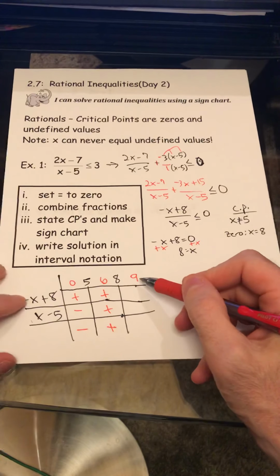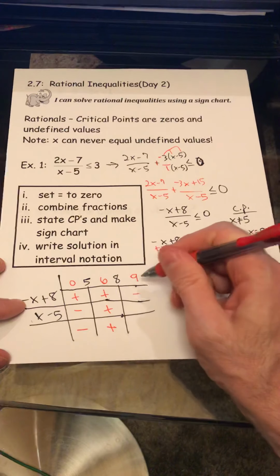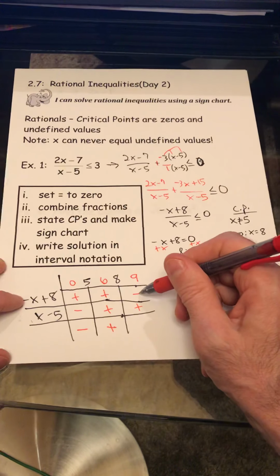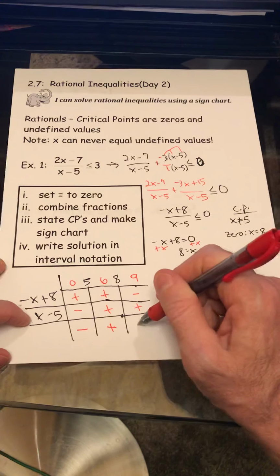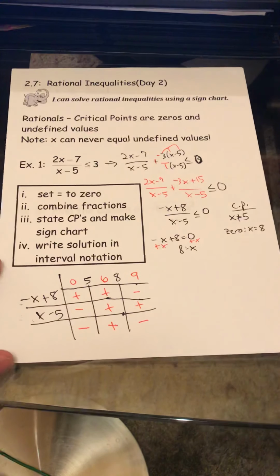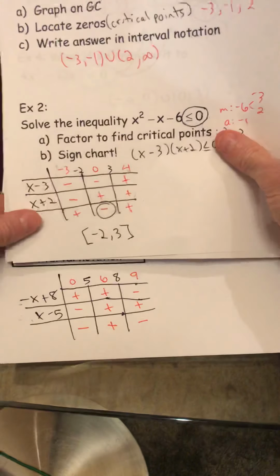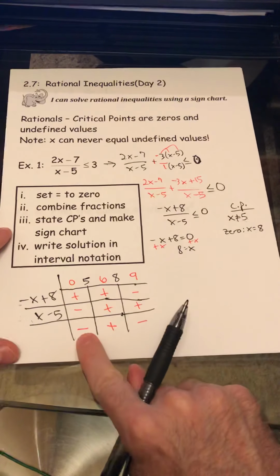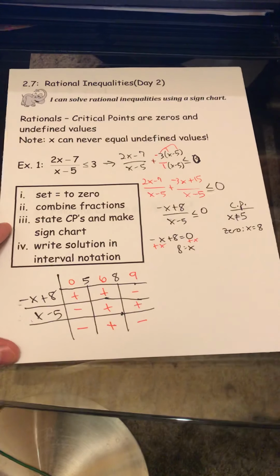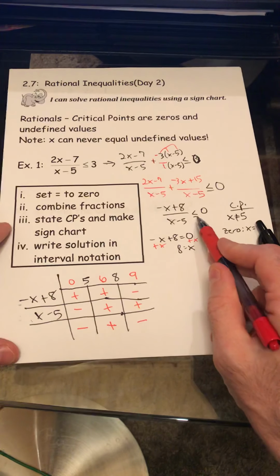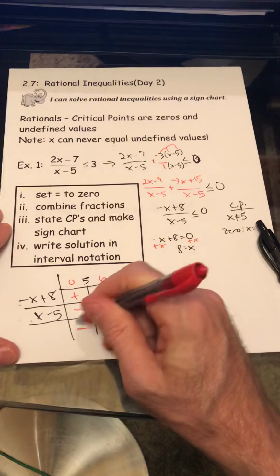And then when I plug in 9, negative 9 plus 8, negative. 9 minus 5 is positive. Again, either look at it as a negative divided by a positive is negative, or I have an odd number of negatives, so my end result is negative. Much like what we talked about in the first half. Most of the time, the signs will alternate, unless you have a multiplicity. Again, negative, positive, negative. That's kind of a way to check, hey, did I do the problem correctly? So we're looking for where it is less than or equal to 0. So the intervals where things are negative.